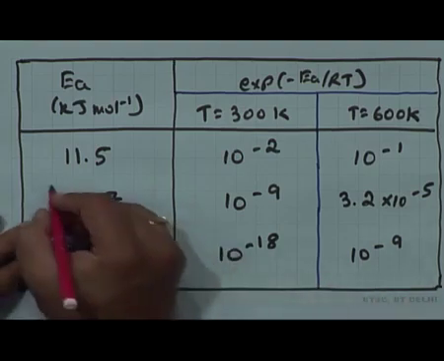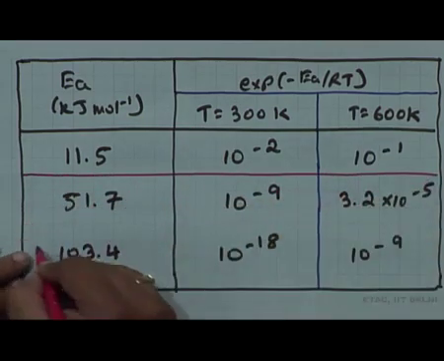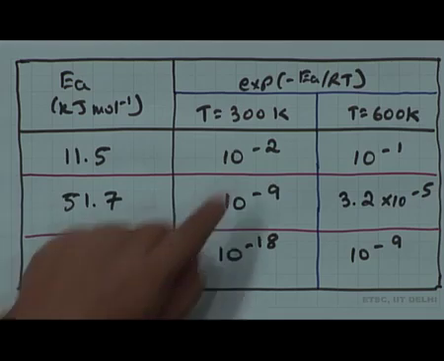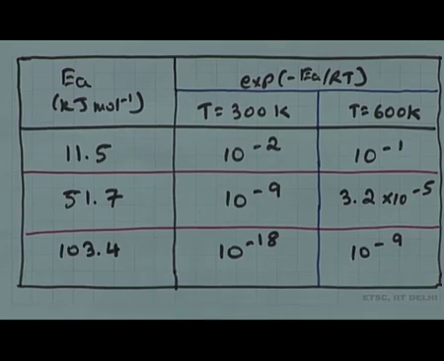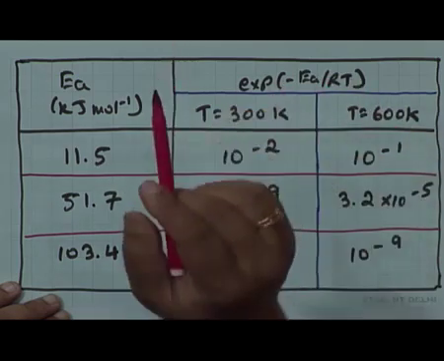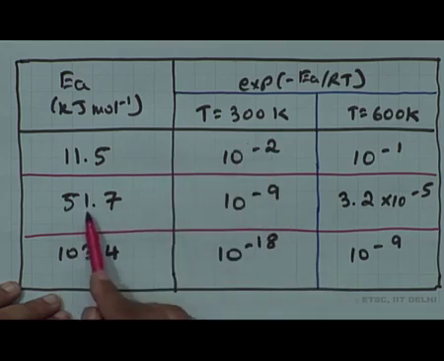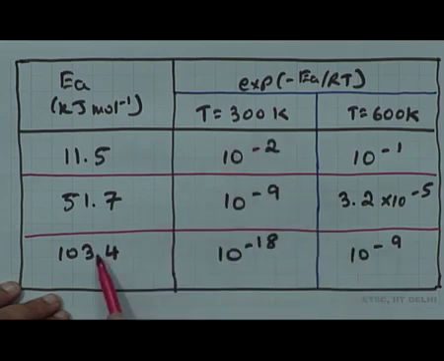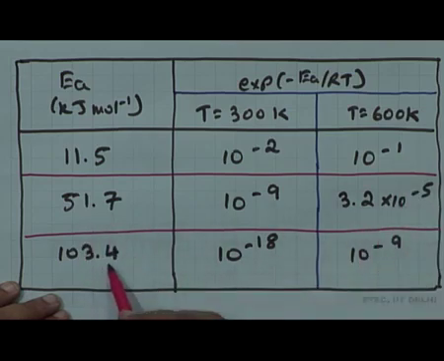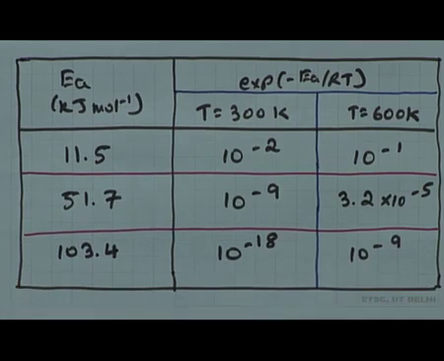If I draw these lines in between to make it a little clearer, I have taken 3 activation energies and 2 temperatures, 300 and 600 Kelvin. For a given activation energy I am calculating this exponential factor, exponential minus EA over RT, where I know EA from here and T from here. At 300 Kelvin, for 11.5 it is 10 to the minus 2, for 51.7 it is 10 to the minus 9, and for 103.4 kilojoule per mole it is 10 to the minus 18. At 600 Kelvin, for the same EA values, 11.5 gives 10 to the minus 1, 51.7 gives 3.2 times 10 to the minus 5, and 103.4 gives 10 to the minus 9. So you have this table in front of you.